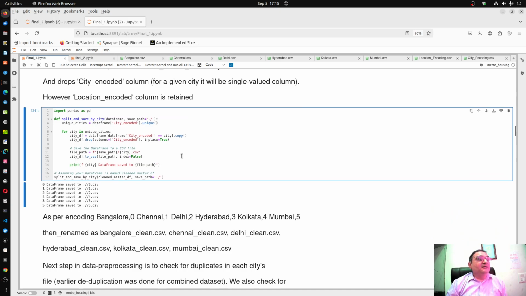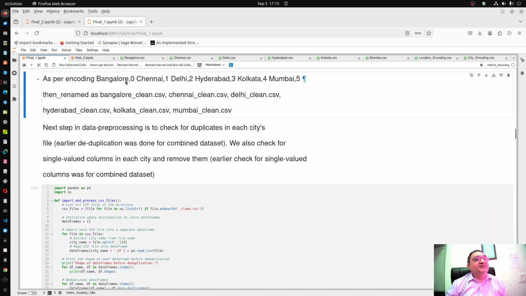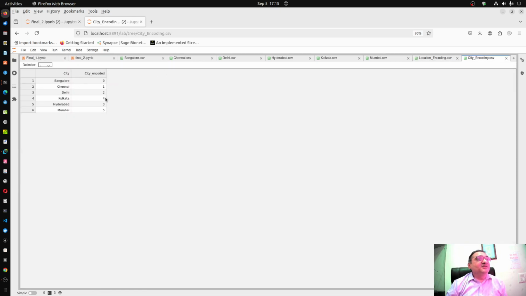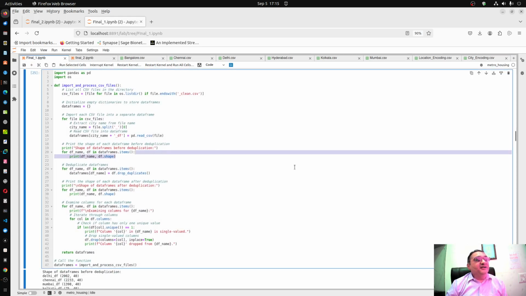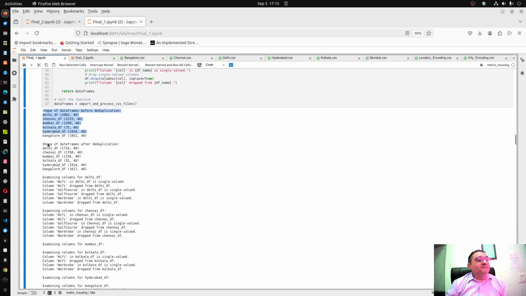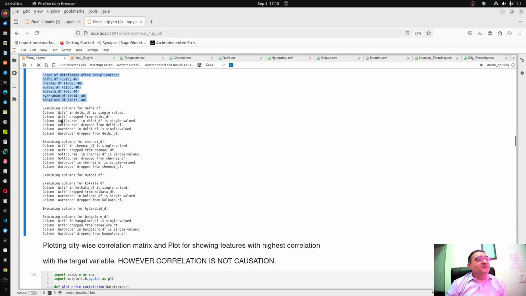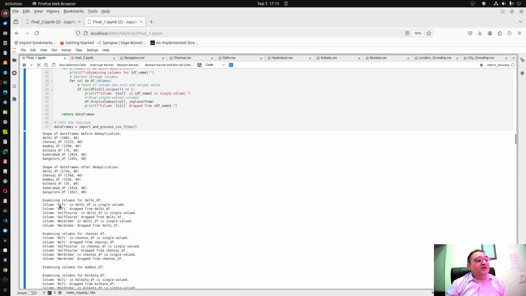Now, then we continued with our city-wise six data frames. They were saved city-wise, and we were using encoding. Bangalore was 0, and this was the city encoding 0, 1, 2, 3, 4, 5 for various cities. So we saved a city-wise data frame, and in further analysis we used them. Now again there was some chance of deduplication. So we did the deduplication, and we also found there are some columns which are single valued, and these single valued columns in different cities were different.